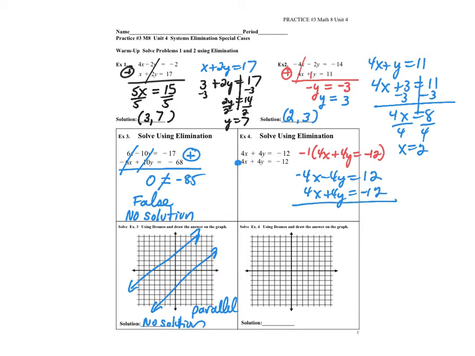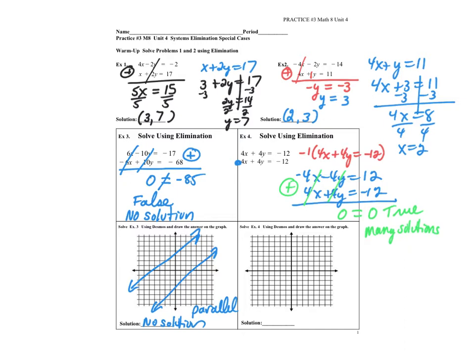Now, when I add this one, negative 4x plus 4x is 0. That eliminates. Negative 4y plus 4y equals 0. So that eliminates. And positive 12 plus a negative 12 is 0. Now, 0 does equal 0. So this is a true statement, and that means there are many solutions.